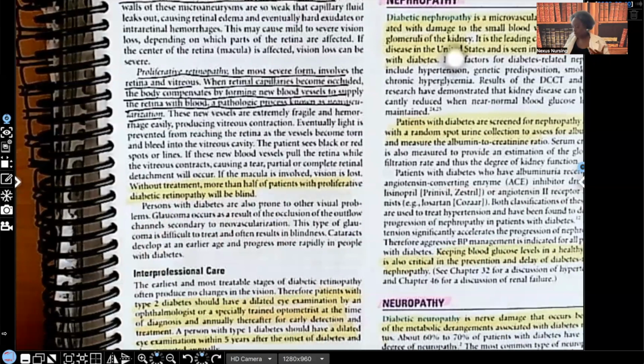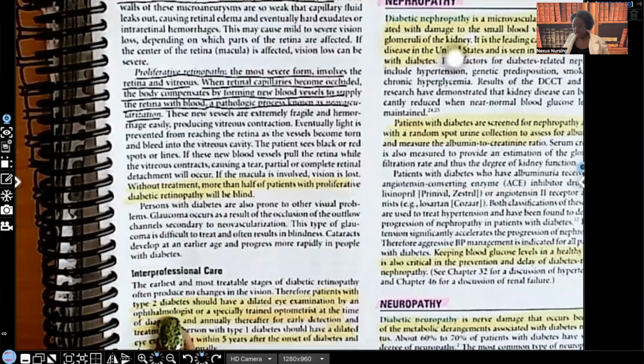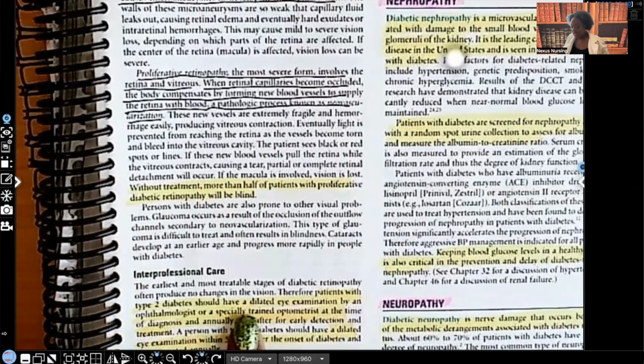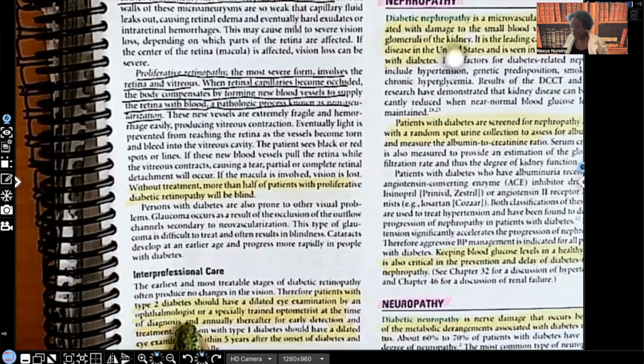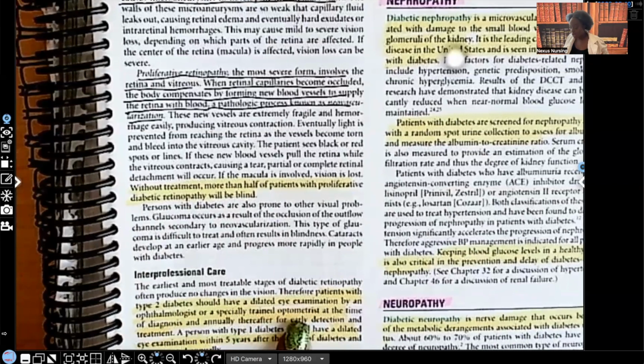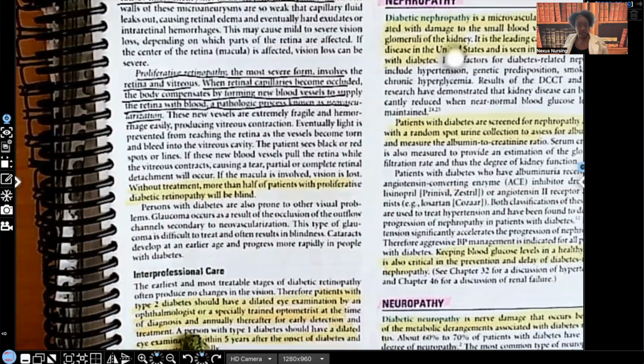Interprofessional care, what are we going to do? Patients with type 2 diabetes should have a dilated eye exam by an ophthalmologist or specially trained optometrist at the time of diagnosis and every year after. Why? Because the risk is so high of them going blind and losing their vision.